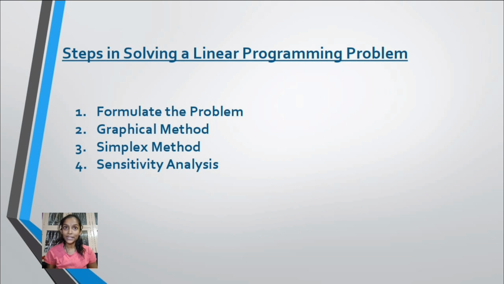Step 3 is the simplex method. For problems with more than 2 variables, the simplex algorithm is commonly used. It systematically explores the vertices of the feasible region to find the optimal solution. The fourth step is sensitivity analysis. Once the optimal solution is found, analyze how changes in the coefficients of the objective function or constraints affect the solution.